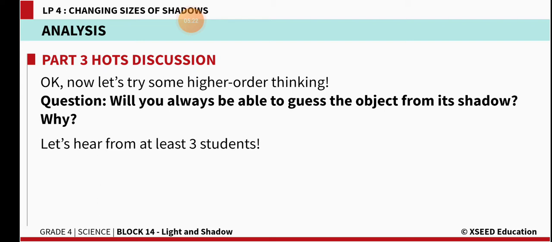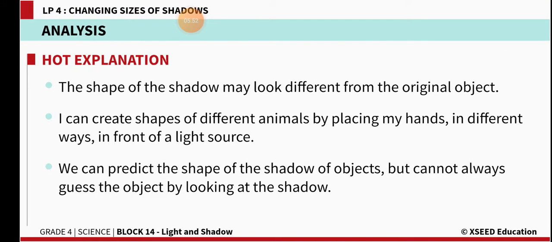Will you always be able to guess the object from its shadow? Why? We can only know the outline of a shadow. We can't find the exact color of that object or the exact size of the object. We never get the correct result from a shadow. The shape of the shadow may look different from the original object.